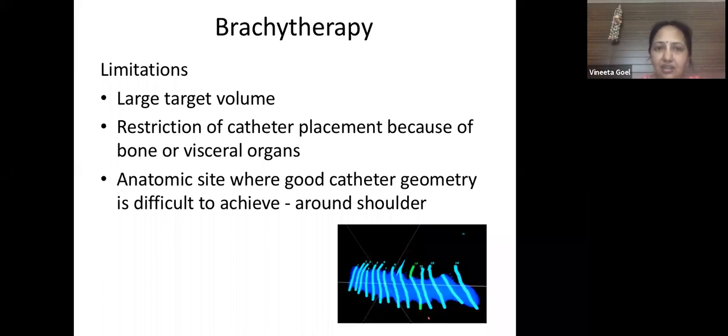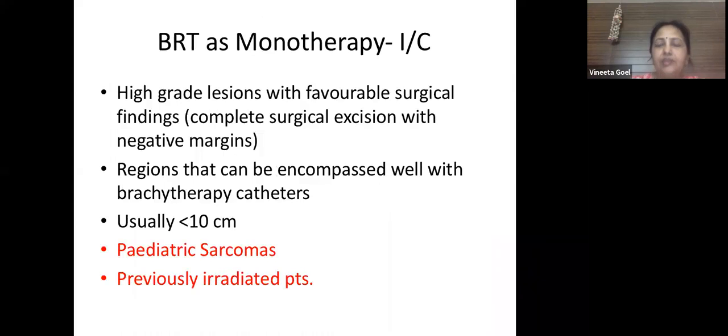The second limitation of brachytherapy is that you might have a tumor at a site where you might not be able to place the catheters well, either because of bone or visceral organs. For example, suppose you have a tumor in the upper medial aspect of the thigh and you're not able to place your catheters because there is the inguinal ligament, the pubic bone, etc. So you might have these kinds of limitations in performing brachytherapy.